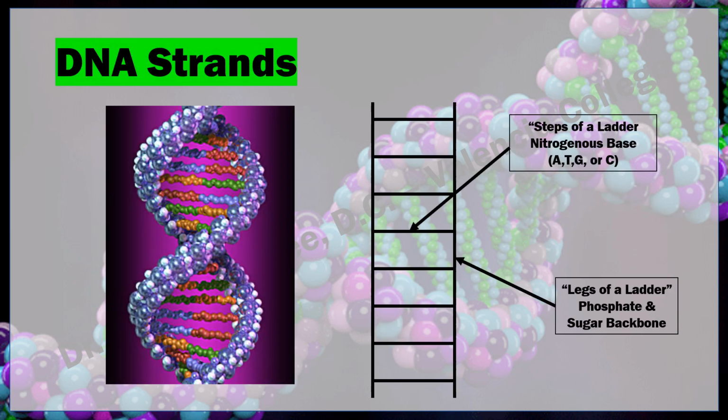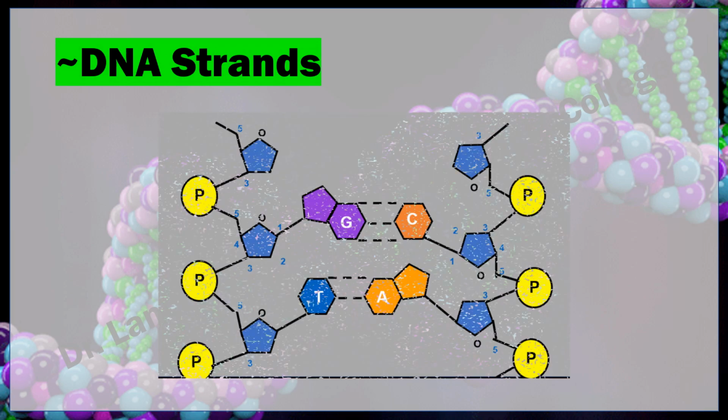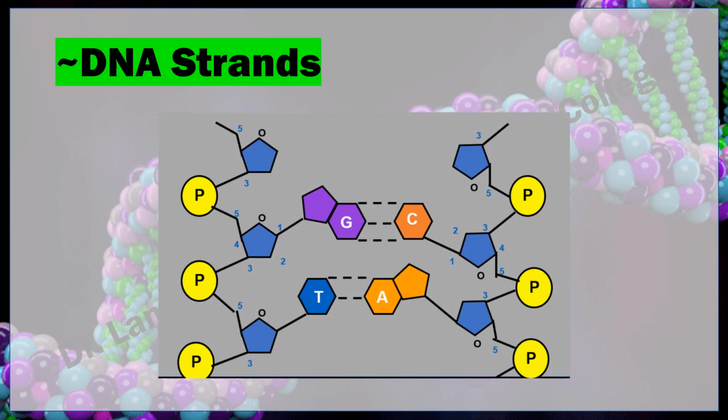So dealing with the DNA strands, what we can see here, we have that double helix. When we're talking about the DNA strands, the steps of the ladder are the nitrogenous bases. So that's A, T, C, or G. So these here are either A, T, C, or G going across. The legs of the ladder are the phosphate and sugar backbone, pictured here on the side. So here we have that phosphate and sugar backbone making the outside legs, and we have either the A, C, T, or G making the inside steps.